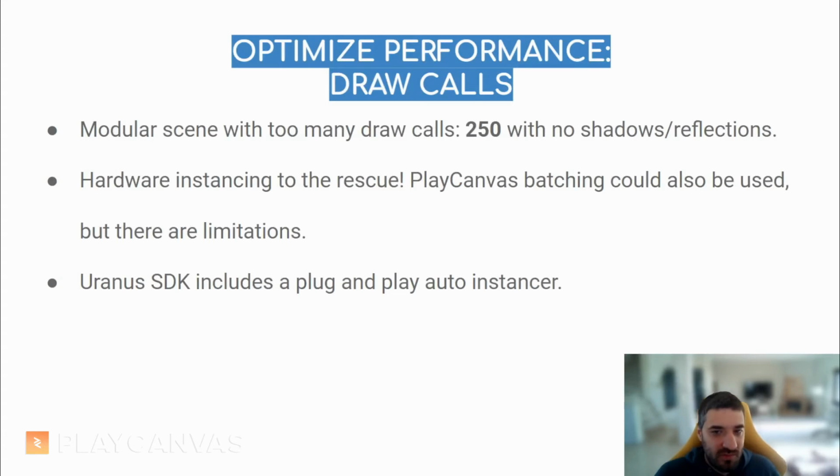Let's go now to how we optimize performance. The first thing that you need to do is manage your draw calls. In this scene, we had too many draw calls. I would say that it was 250. That is prior to enabling shadows and reflections. That's too many draw calls.